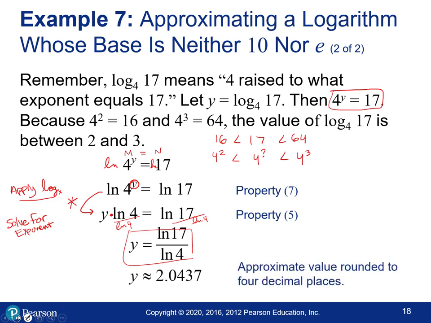And if you want to use a calculator, that's about 2.0437. And hopefully that number makes a little sense, that it's way closer to 2 than it is to 3, because 4 squared was 16, which was really close to 17. And so the power was really close to 2. Okay, so the idea here is that you can apply logs to both sides of your equation, and one of the main reasons you would do that is so you can bring the exponent down from the exponent position.